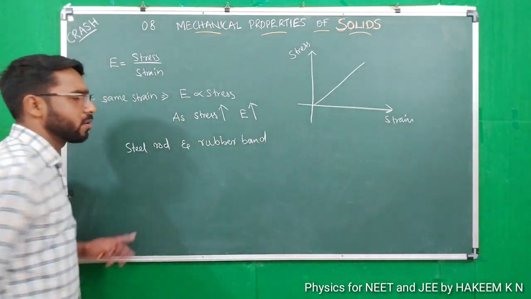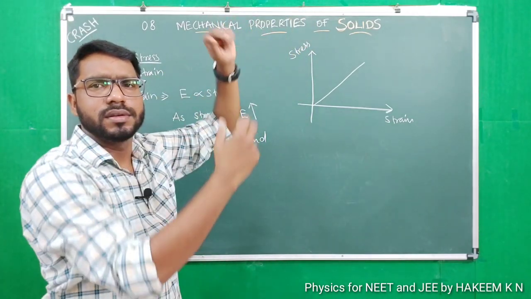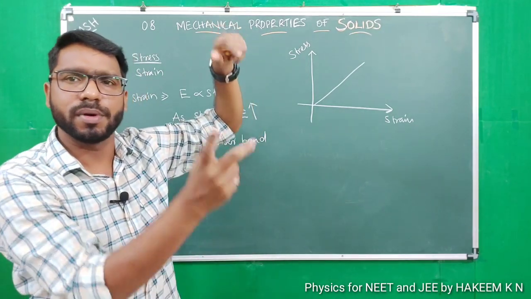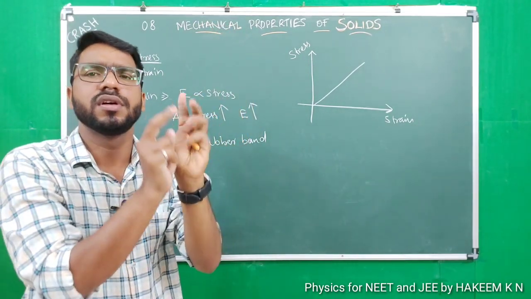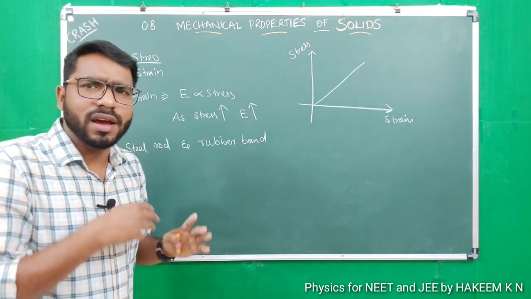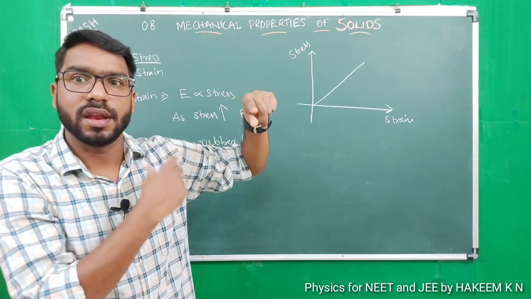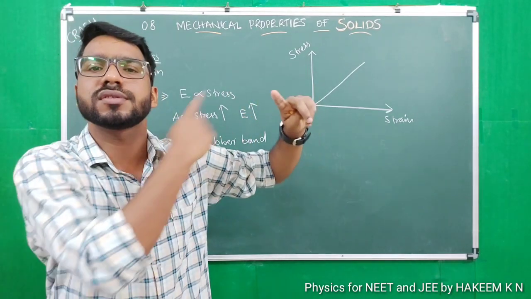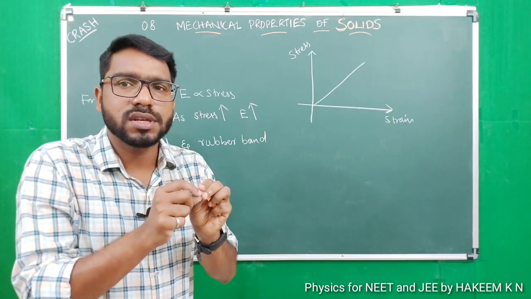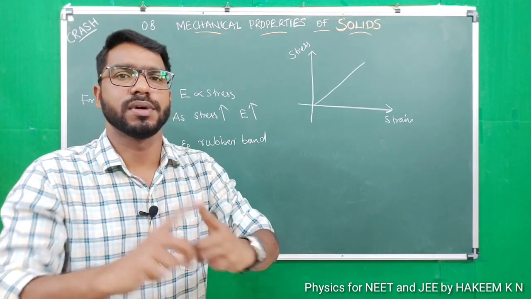Take a steel rod and a rubber band of identical dimensions, and we are applying a stress on the two rods. I made a particular strain in the rubber rod, for example, a change in length of 10 centimeter in the rubber band. And I am trying to give the same change in length in the steel rod also. Then I have to give more stress on the steel rod. Then we can say elasticity of steel is greater than elasticity of rubber.